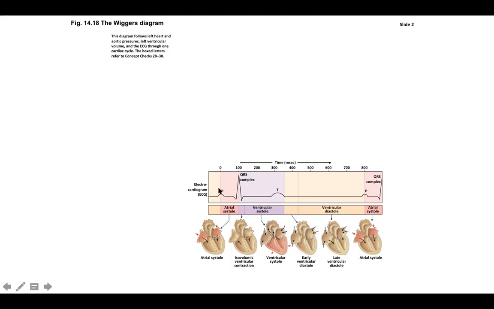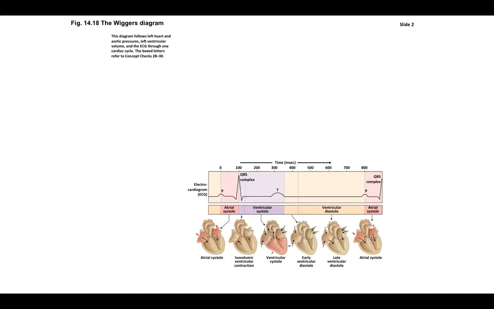So depolarization happens slightly before, and you can see it's a common feature. Even with the ventricular depolarization, it happens slightly before the contraction phase of the ventricle starts. So just keep that in mind.